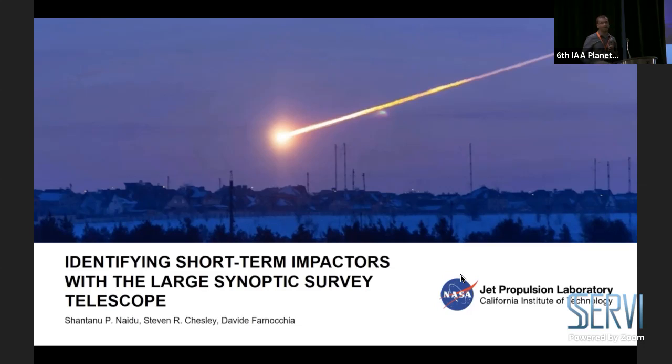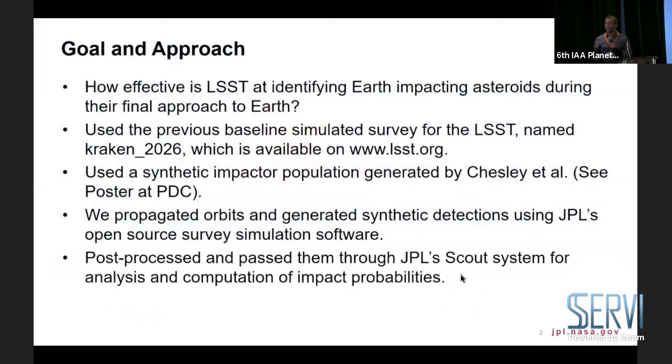Hello, everyone. I'm going to talk about identifying short-term impactors with LSST. So the question we asked was, how effective is LSST at identifying Earth-impacting asteroids during their final approach to Earth?